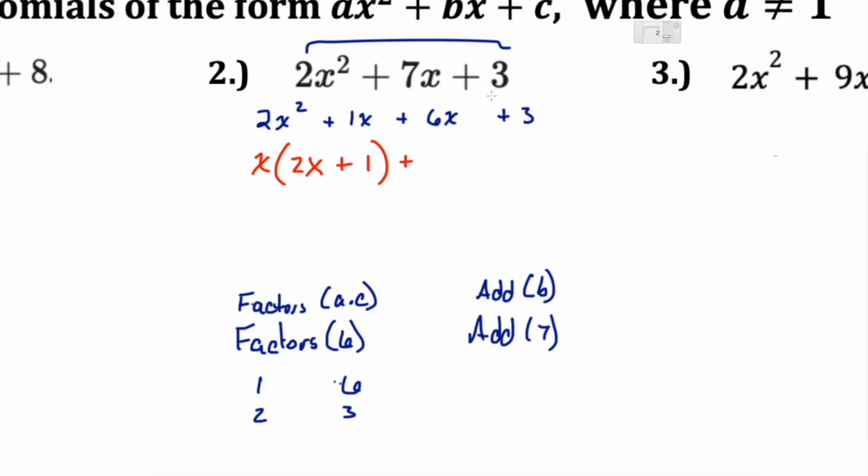Now let's take the next two terms. What is the greatest common factor of 6x and 3? I hope you see it is 3.